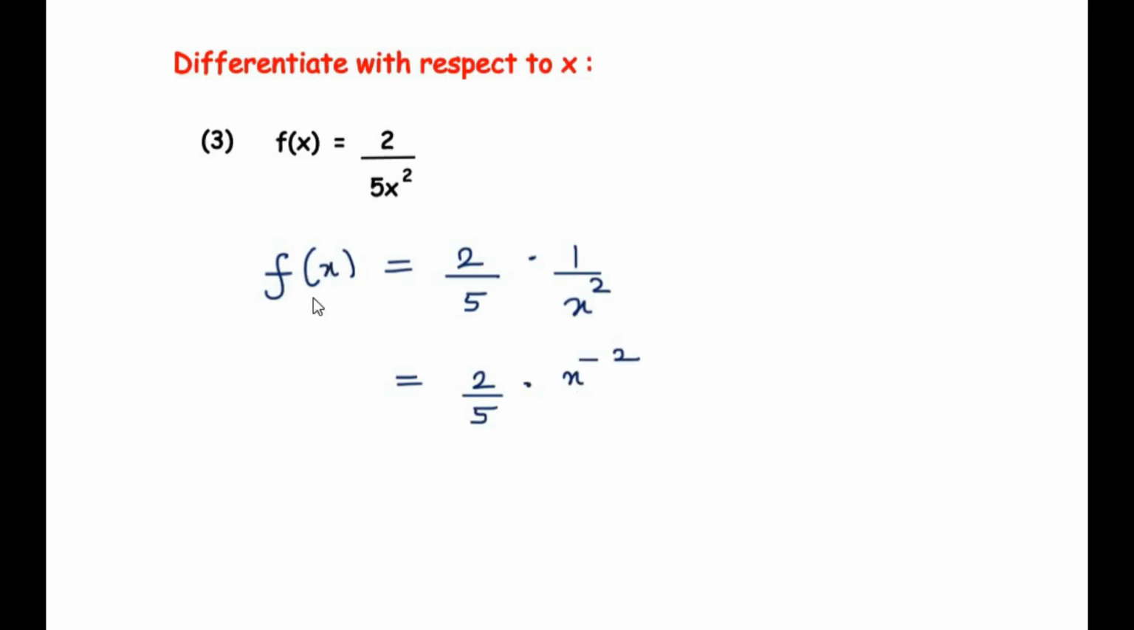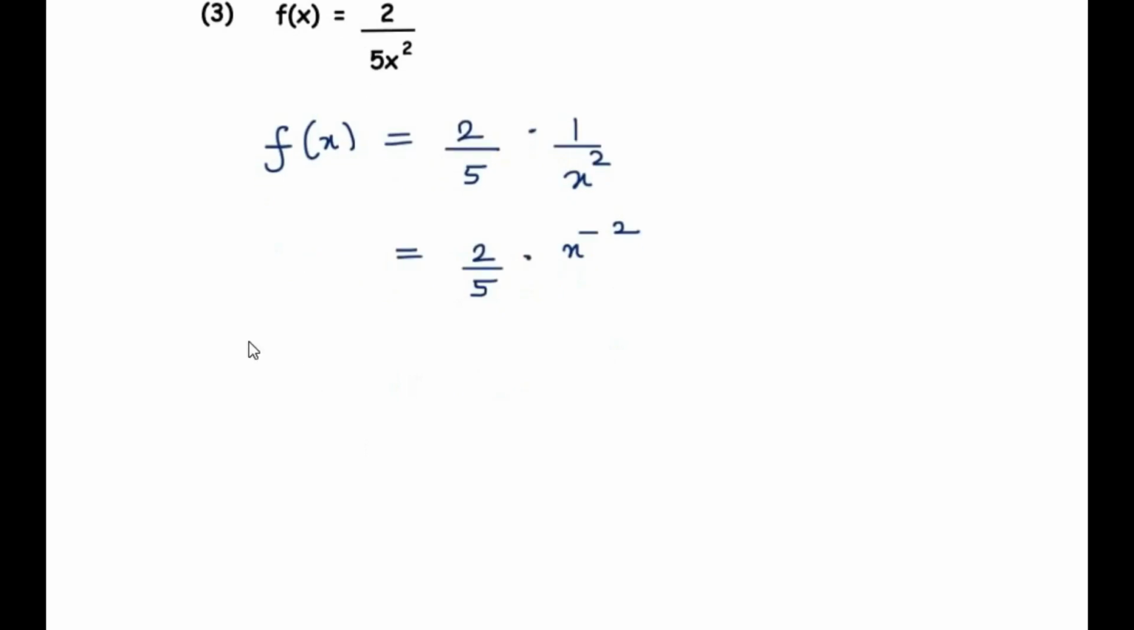Now I'm going to differentiate f of x. So here I'm going to write f dash of x, that is differentiation of f of x with respect to x is equal to 2 over 5 is a constant, it remains same, and using the power rule I'm going to differentiate x to the power of negative 2. So the power comes out first and multiplies with 2 over 5, so it becomes minus 2 times x to the power of minus 2 minus 1 because the power reduces by 1. Now let us further simplify this.